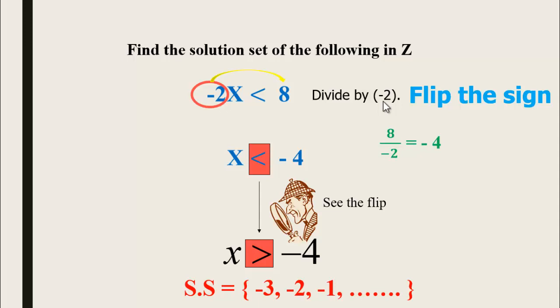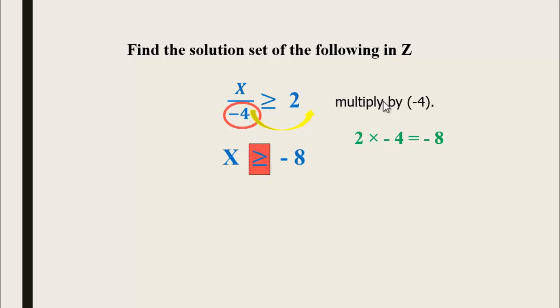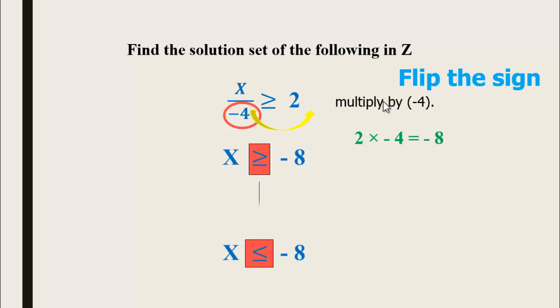Let's have another example. x divided by negative 4 is greater than or equal to 2. I'm going to move the negative 4 to the other side, but it is divided by negative 4. So I'm going to move it to the other side by multiplying by negative 4. 2 times negative 4, so I will have negative 8. x is greater than or equal to negative 8. Is this answer correct? No, because we said that we must flip the sign when I multiply or divide by a negative number. So x is less than or equal to negative 8.